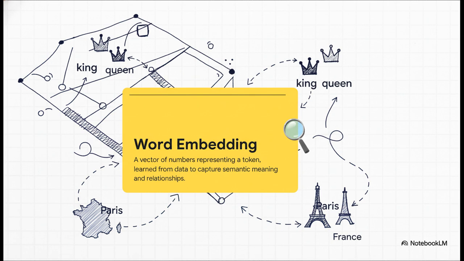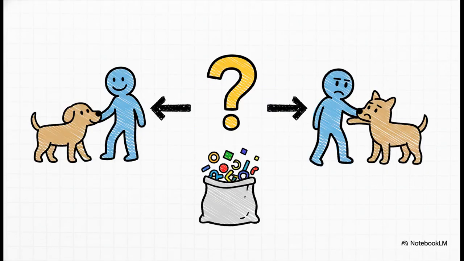And here's the wild part. The AI learns to draw this entire map all by itself, just by reading massive, massive amounts of text from the internet. So we've given our words numerical meaning. That's a huge step. But what about the order they're in? Think about it. Dog bites man is just another Tuesday, but man bites dog, now that's a headline. The order of the words, the context, changes everything. So how in the world do we teach an AI to understand that?